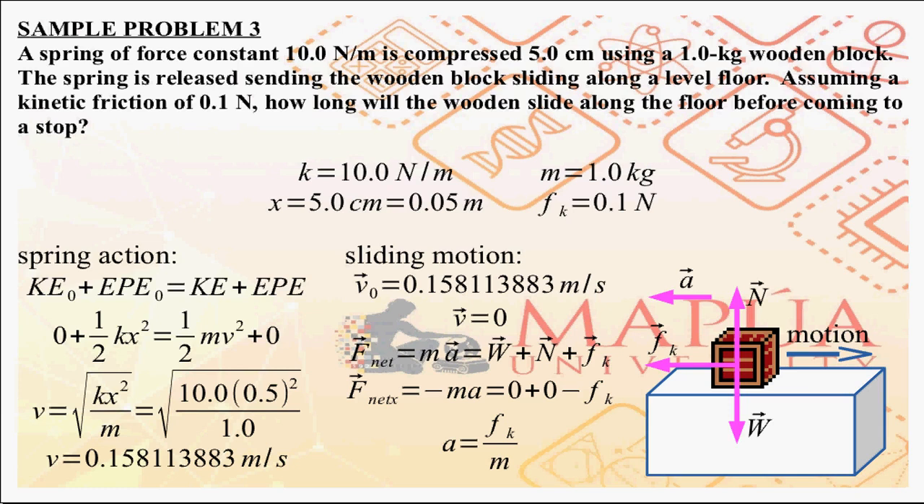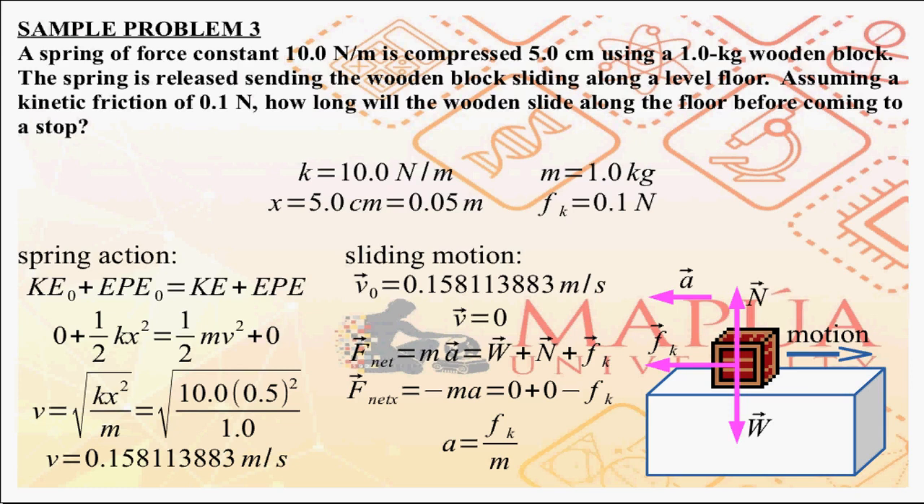Conservation of energy equation tells us 1/2 kx squared is equal to 1/2 mv squared. We know k, we know x, we know m. The only unknown is final velocity or final speed. Isolate v and you'll be able to calculate v to be 0.158113883 meters per second.